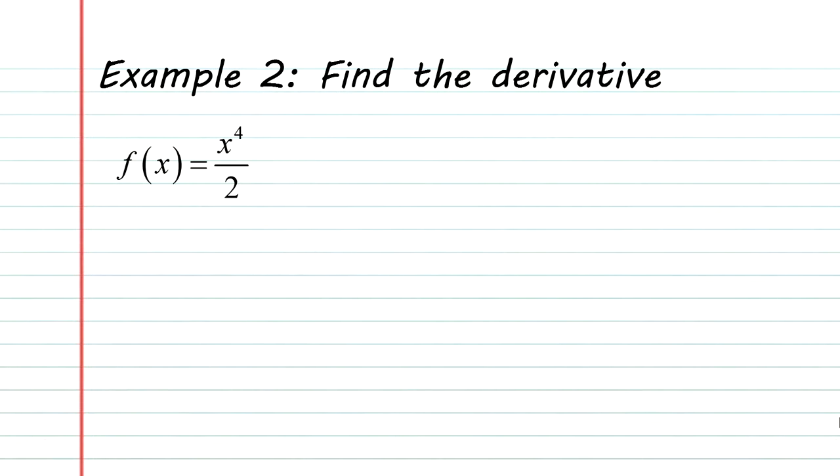For example number 2, we're going to find the derivative of a function f of x that is equal to x to the power 4 divided by 2. To make things a little bit easier, I'm first going to just rewrite this function as 1/2 times x raised to the power 4. It helps to be really clear and be able to see that 1/2 is the coefficient and 4 is the power. So the derivative will be equal to, we're going to multiply 4 by 1/2 and then subtract 1 off of 4, which will give 2x cubed.